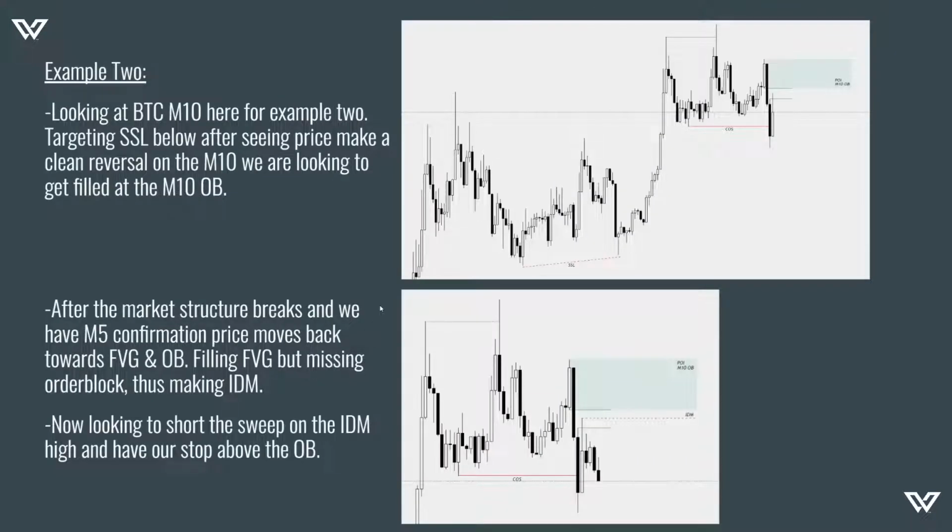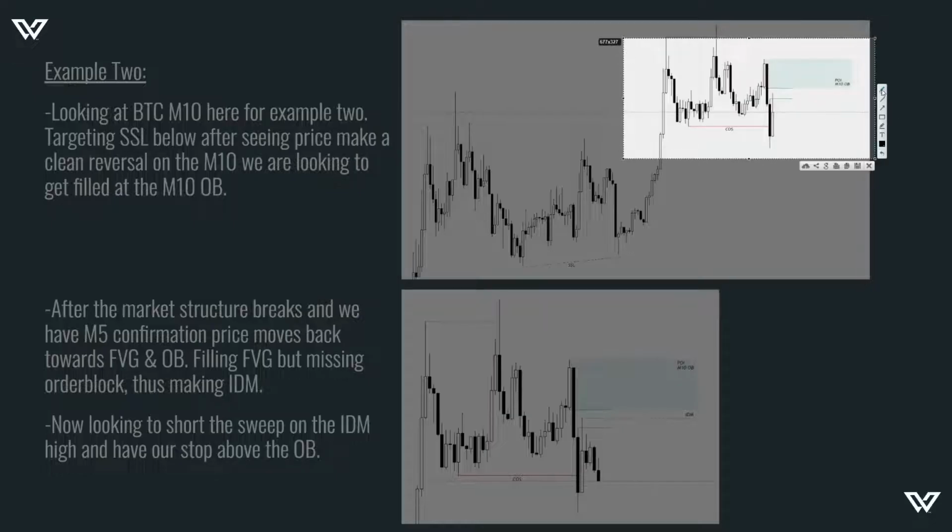Example 2, looking at BTC 10-minute time frame, targeting our sell side liquidity. We talk about these lows later on towards the end of the episode in part 5. So we're targeting sell side liquidity below after seeing price make a clean reversal on the M10. We're looking to get filled at the M10 order block. Okay, we have a fair value gap here.